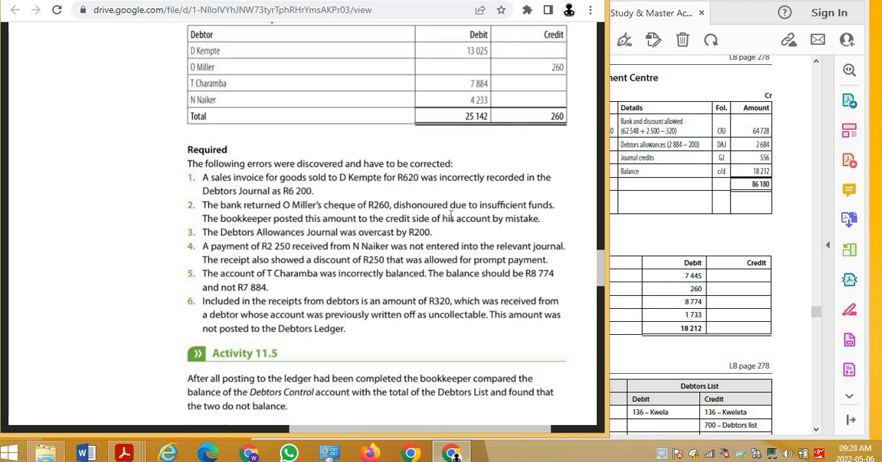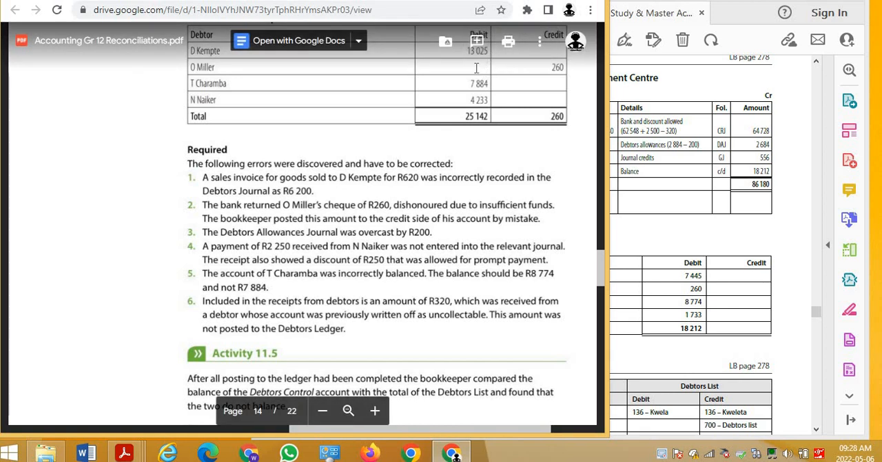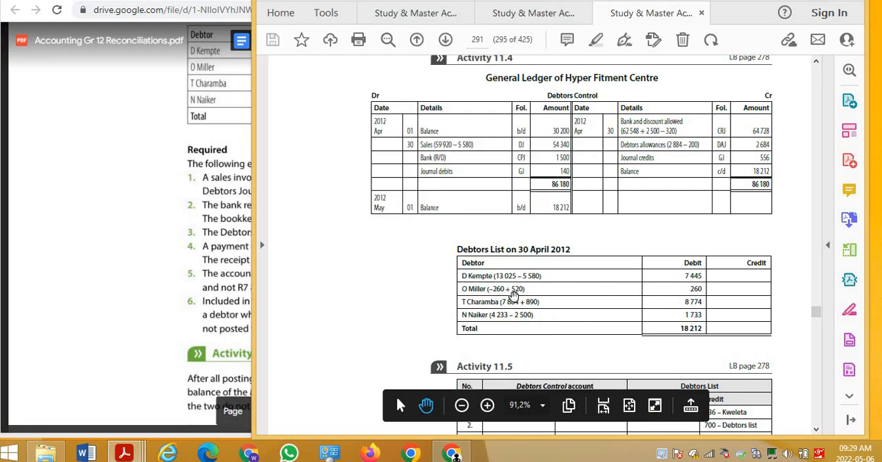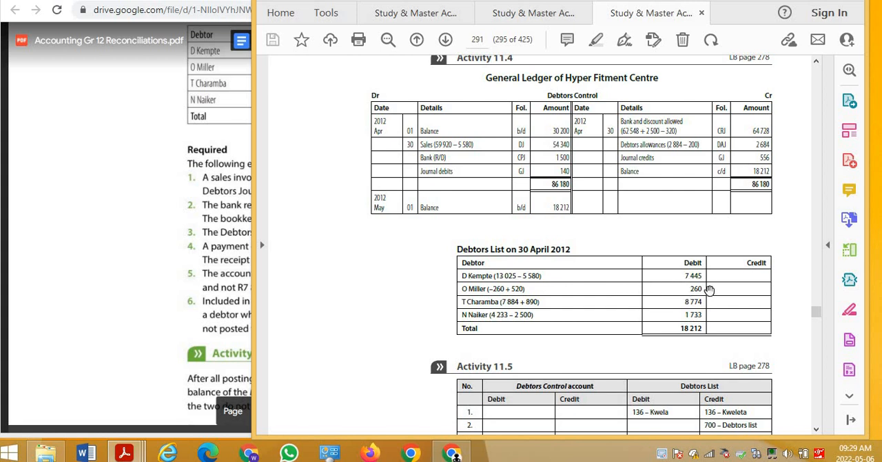The bookkeeper posted the amount to the credit side, so we need to take it off the credit side by debiting 260 on the debit side, but then we still need to put 260 on the debit side. If you only debit 260, it's going to get us to 0, right? We need to add another 260. So in the debtors ledger, you can see in the answer over here, it's plus 520, technically, right? To get it back to 260 on this side.